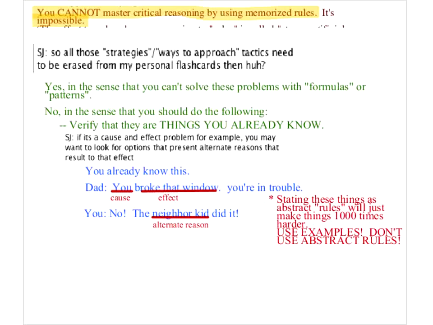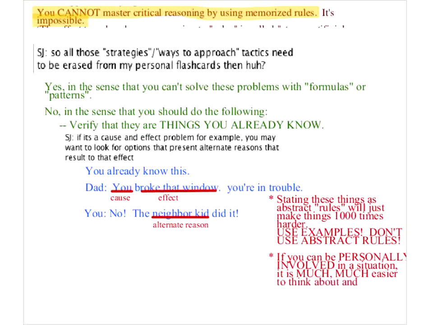Personal reference, experience, there you go. So the things that matter in critical reasoning, what you are probably starting to discover here, are not the things that you think matter if you approach this like it's some objective science. The reason why that's easier is because we are humans, and if we are personally involved in a situation, then it is much, much easier to think about and comprehend.